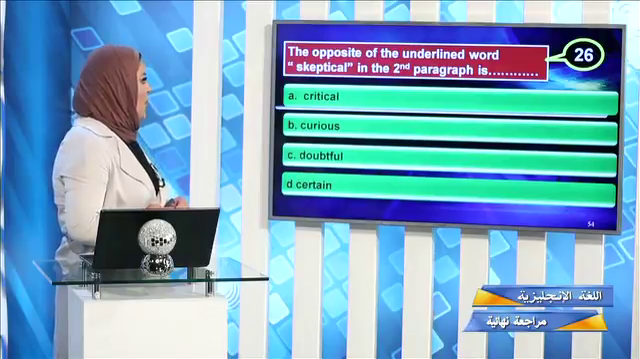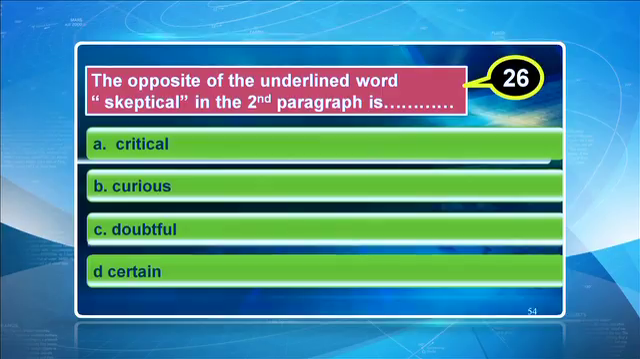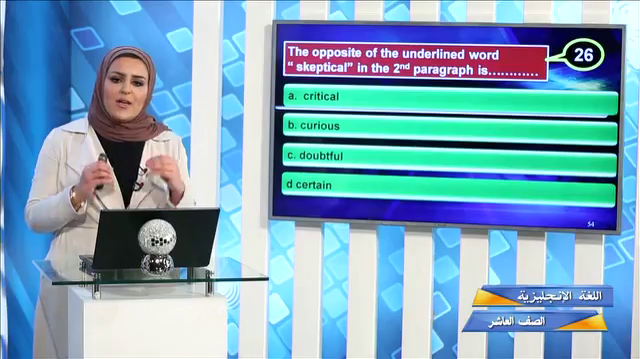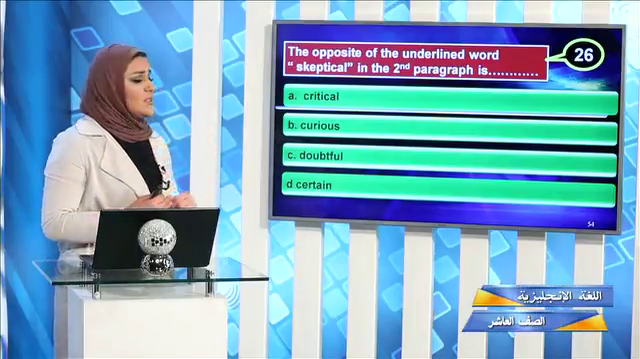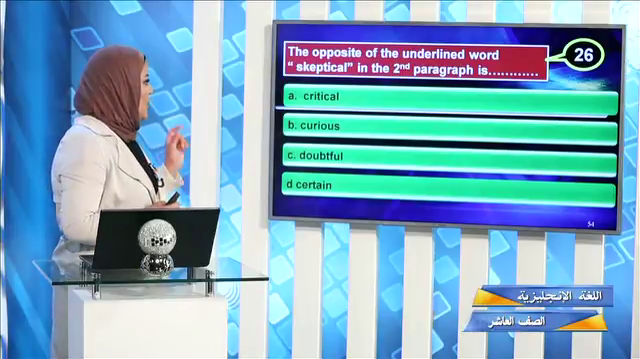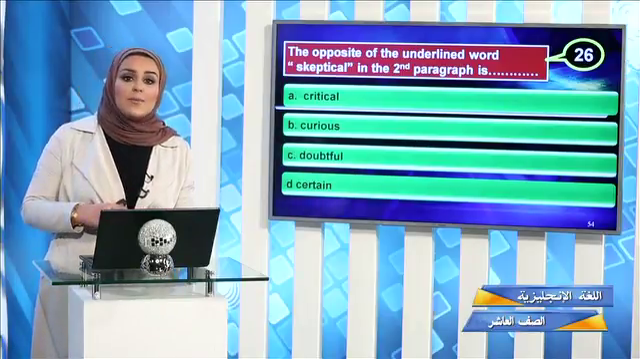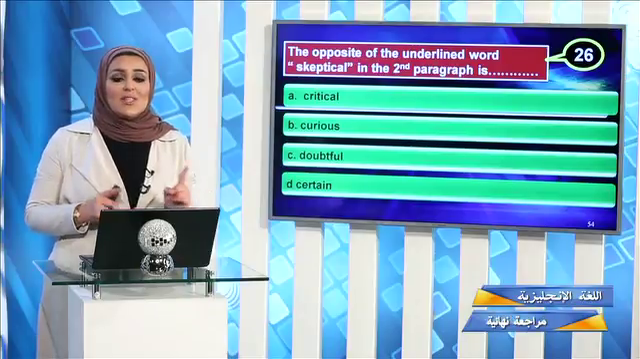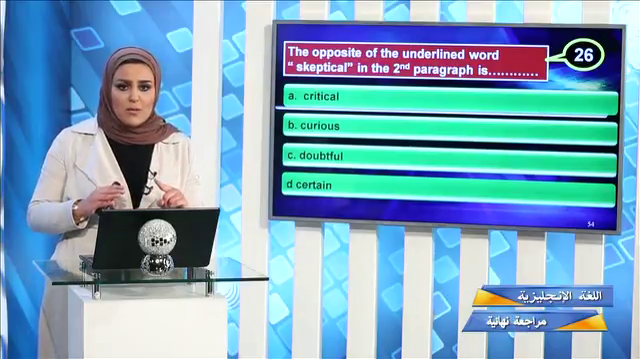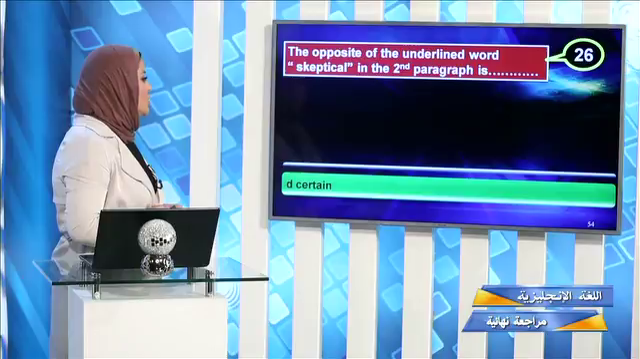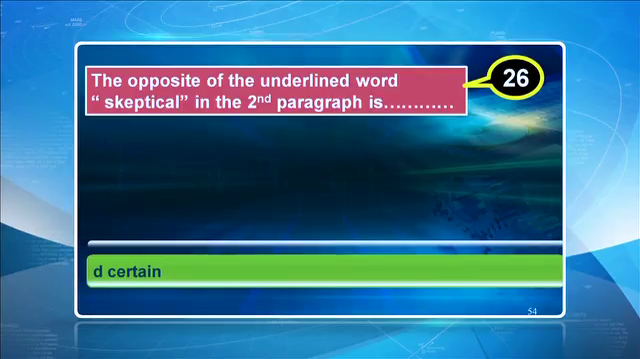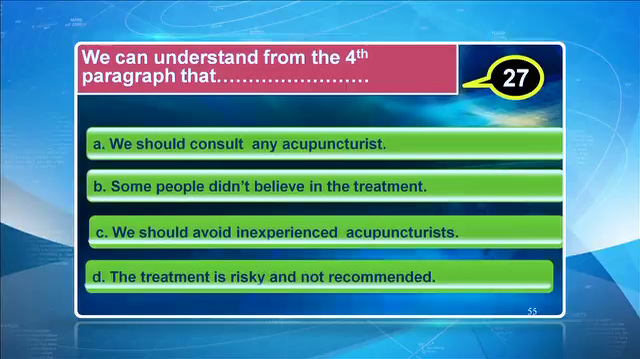Question number 3. The opposite of the underlined word skeptical in the second paragraph is, what do you think? As I told you earlier, in the question they tell you where you can find the answer. So here you don't have to read the whole passage again. Just go to the second paragraph, look for the word skeptical, and try to figure out the opposite. Make sure here you choose the opposite, not the meaning. You know the meaning of the word, choose the opposite of it. And here the opposite is certain. So the answer here is D, certain. Now, let us move to the next question.